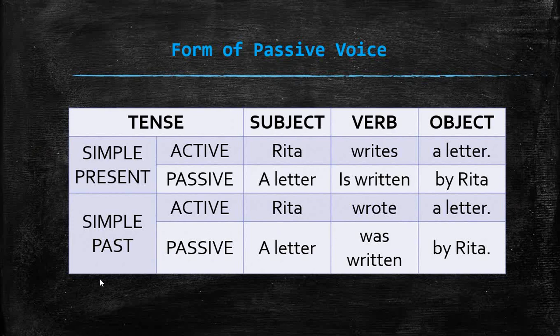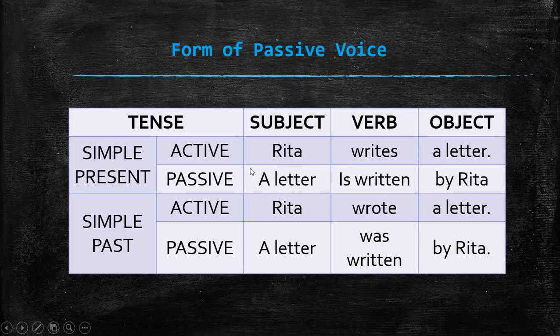Okay, so for you to have this concept clearer, here we have some examples for you to see how an active sentence and a passive sentence look. Now, in simple present, look at this. The active sentence would be Rita writes a letter. Look, the verb is in simple present. Rita writes. Now, in passive, we have to put the object as the subject.